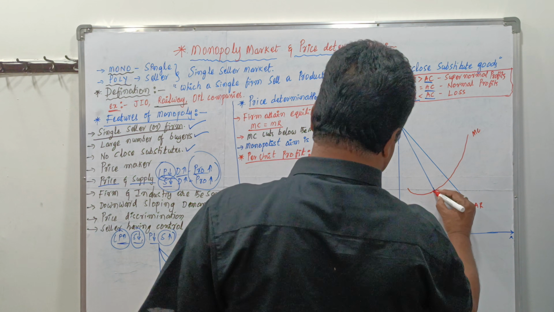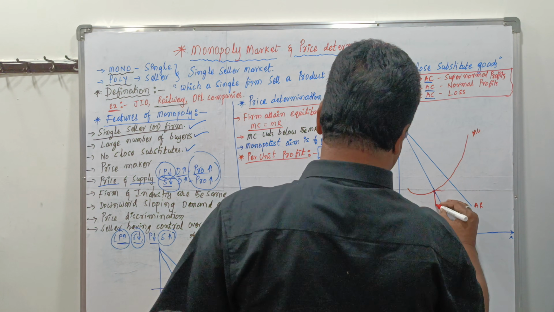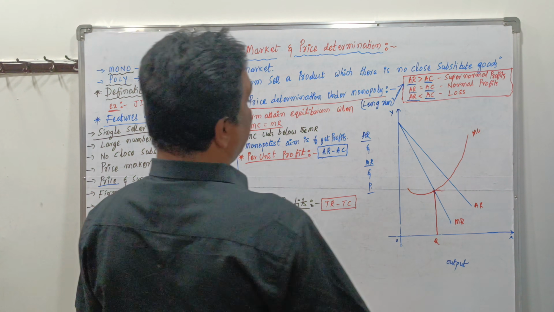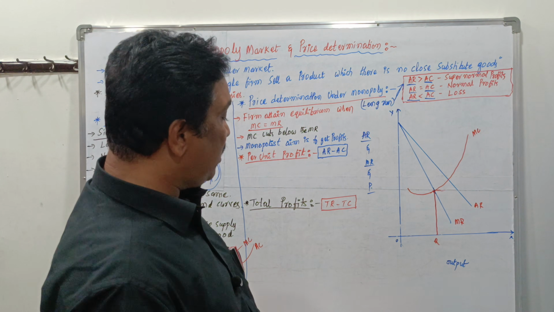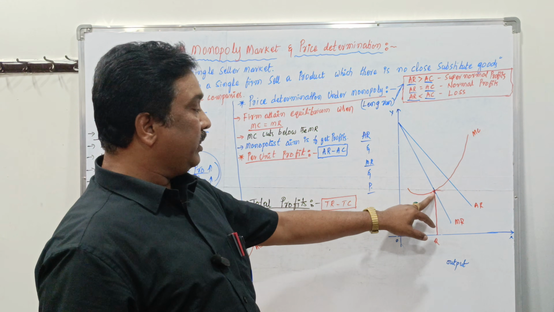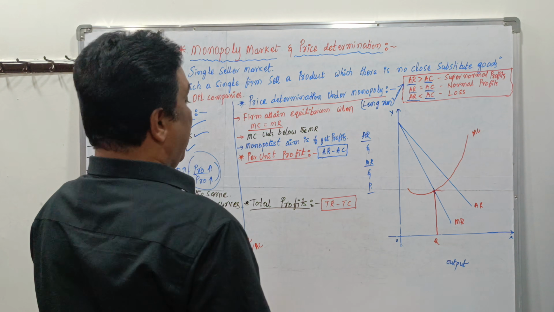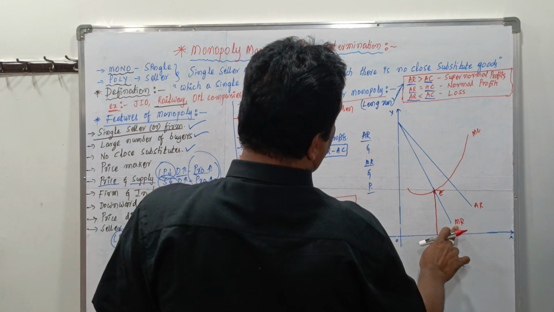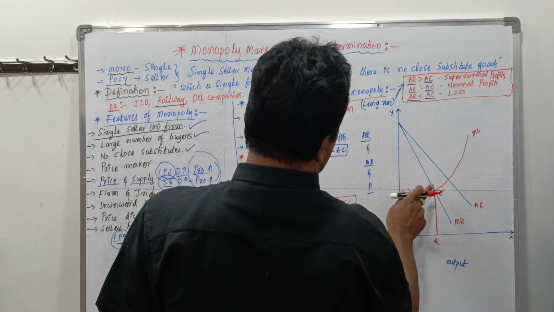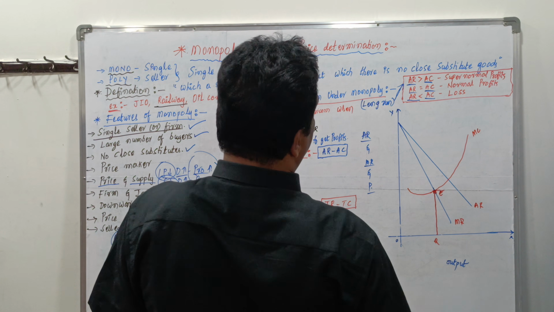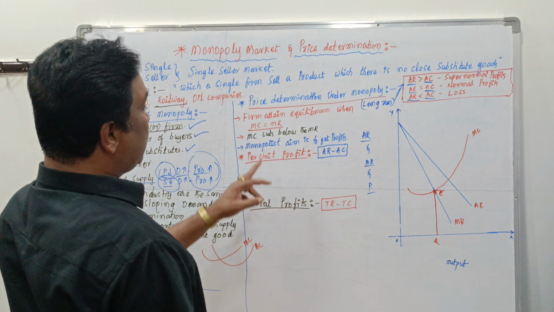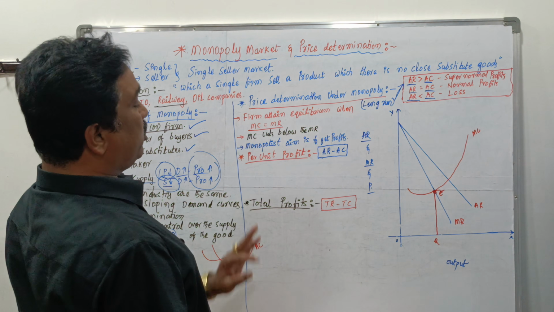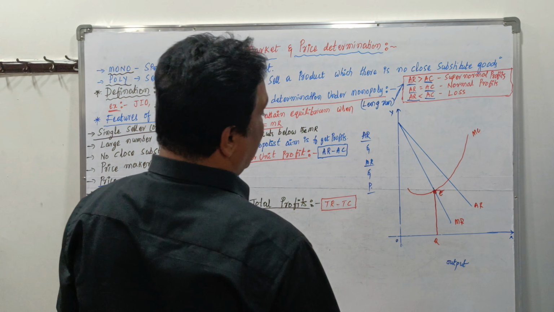At this point the firm attains equilibrium at the level of OQ output, because here MC is equal to MR. The MR curve and MC curve intersect, with MC cutting from below the MR. This point E is called the equilibrium point because MC is equal to MR. First we have to show that, and MC cuts the MR from below.